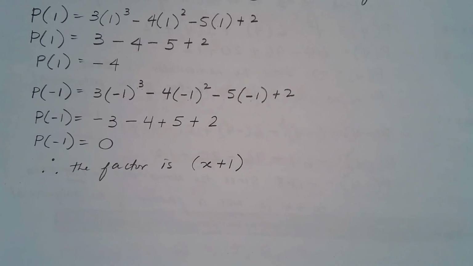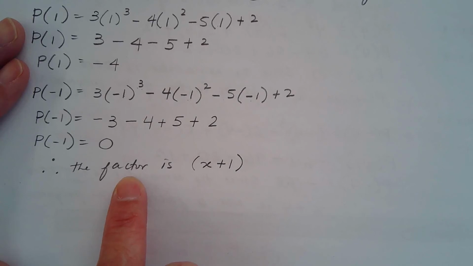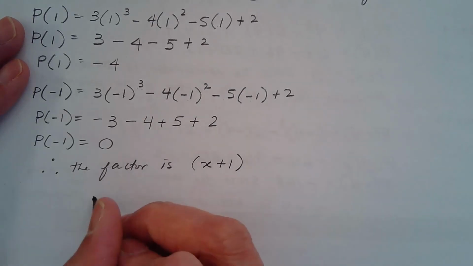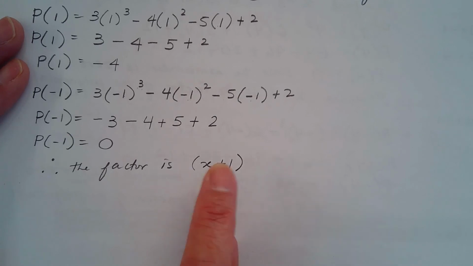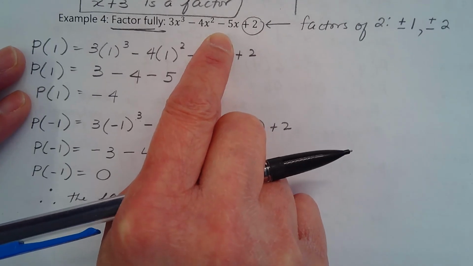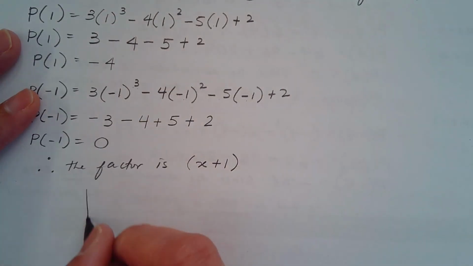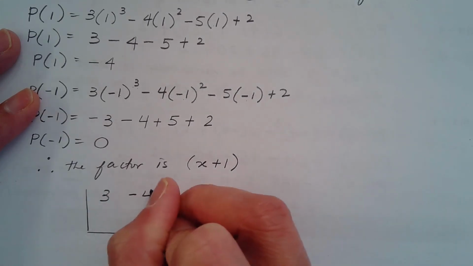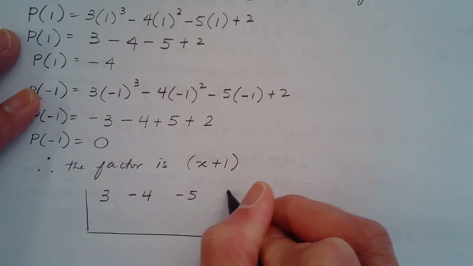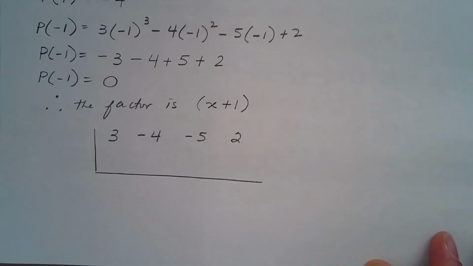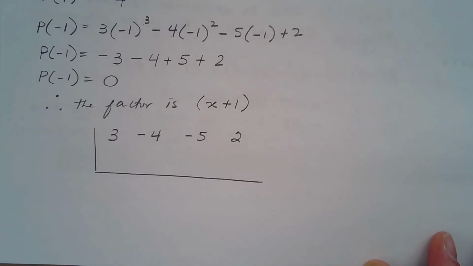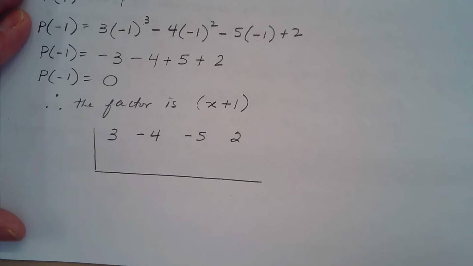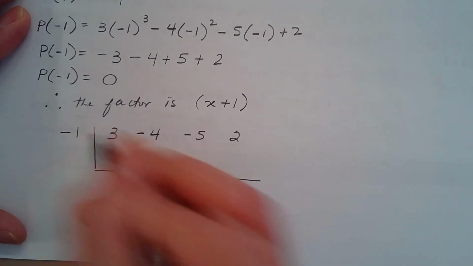Okay, here we go, we're going to put everything together. We know that the factor is x plus 1. Because x plus 1 is a factor, it will divide evenly into this polynomial. So let's divide it evenly. We're going to use synthetic division, which makes it easy for us. So 3, negative 4, negative 5, and 2. You could do long division, but it's going to take longer. The a value is negative 1.